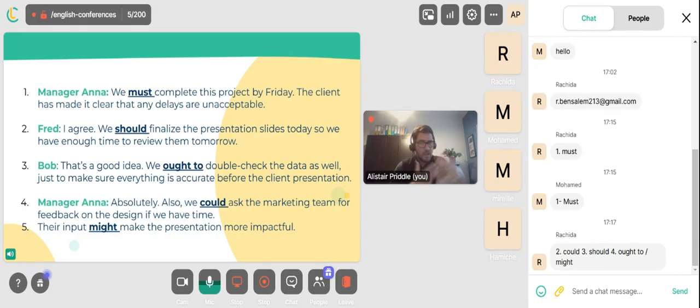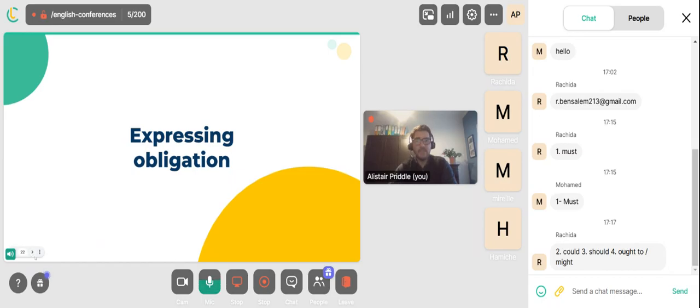Okay, well, it's just a nice exercise to have a look at how we can use them. So thank you very much for participating. Sometimes the use of modal verbs is not as simple as we think, but let us continue with obligation.